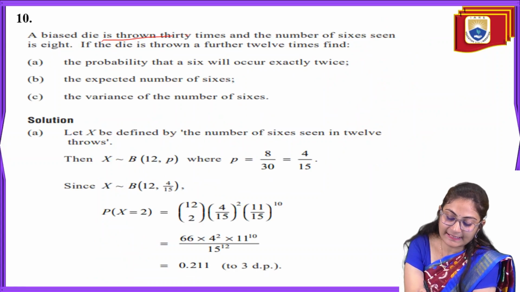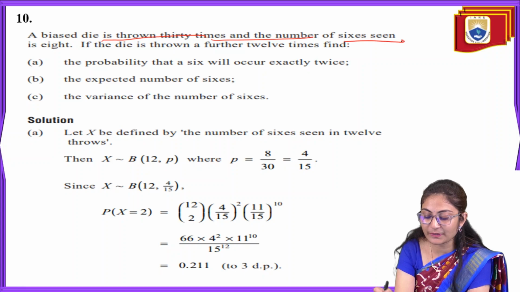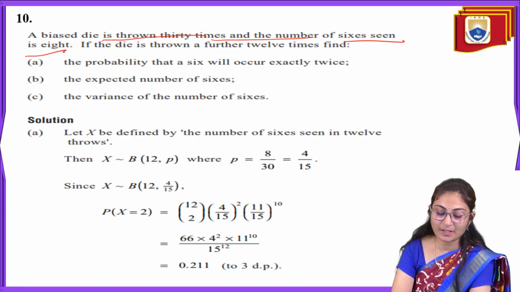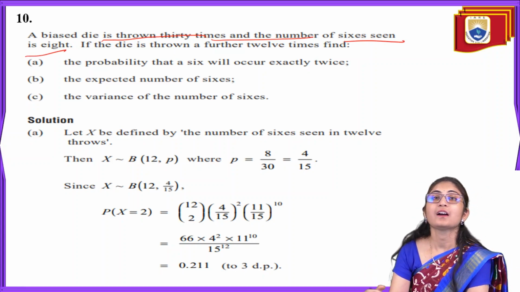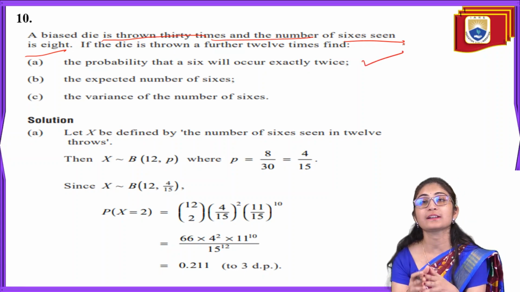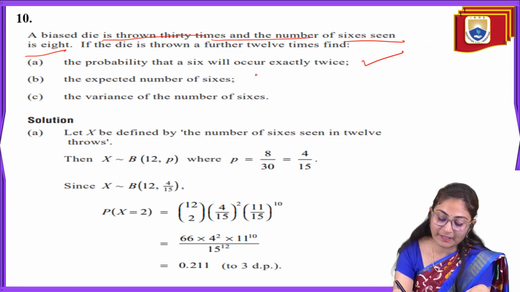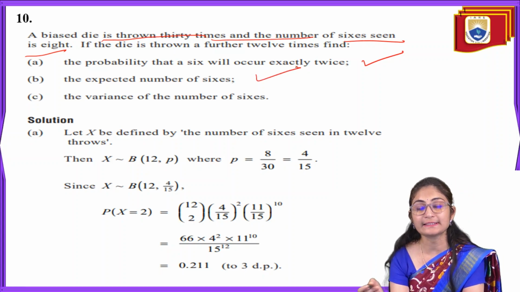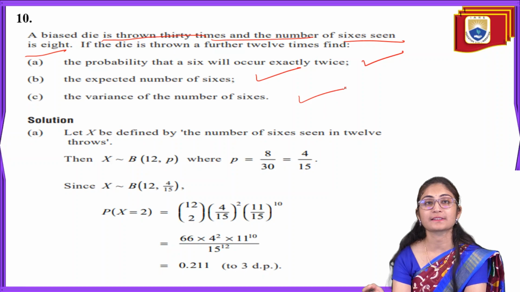A biased die is thrown 30 times and the number of sixes seen is 8. If the die is thrown a further 12 times, find the probability that 6 will occur exactly twice, the expected number of sixes and the variance of the number of sixes.